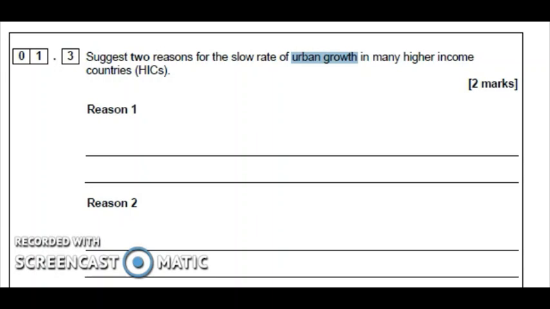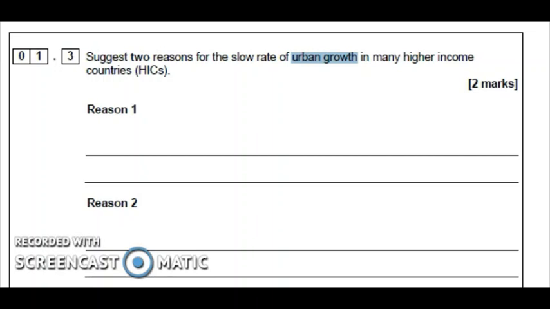So, firstly to remember here is, why do cities grow in the first place? They grow mainly because there are lots of job opportunities in cities, particularly in countries like India and China. There's lots of secondary work, manufacturing. So loads of people leave the countryside for a better opportunity to get well-paid jobs.